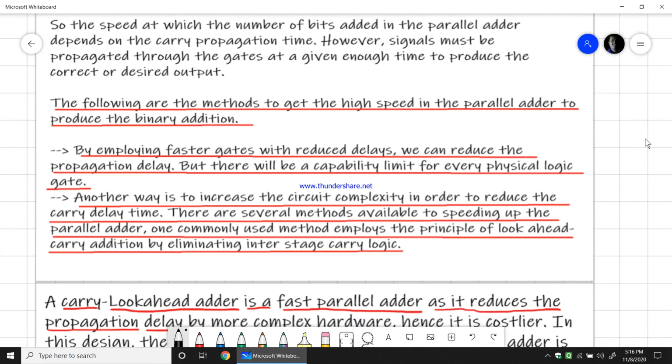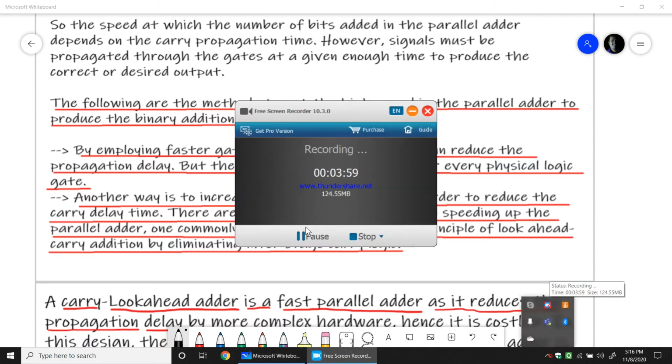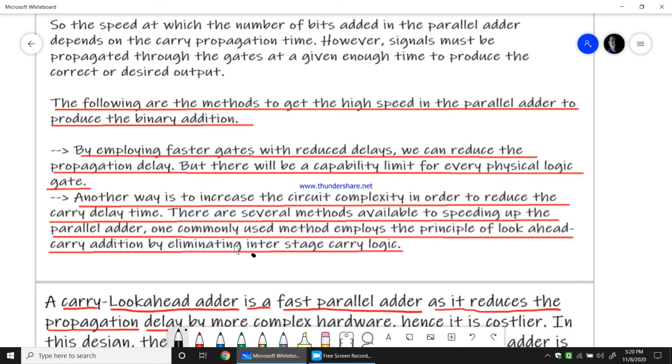There are certain methods to reduce this carry propagation delay. The first is by employing faster gates with reduced delays. You can reduce the propagation delay by designing physical logic gates which reduce this delay.